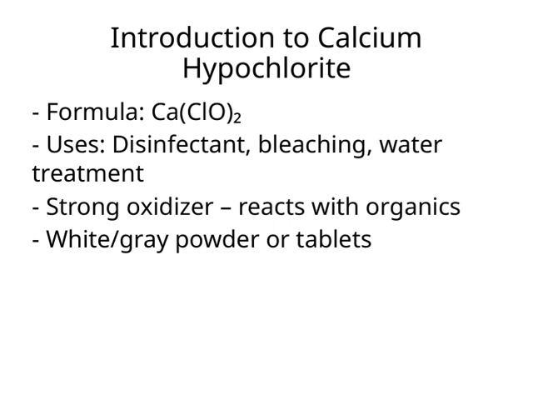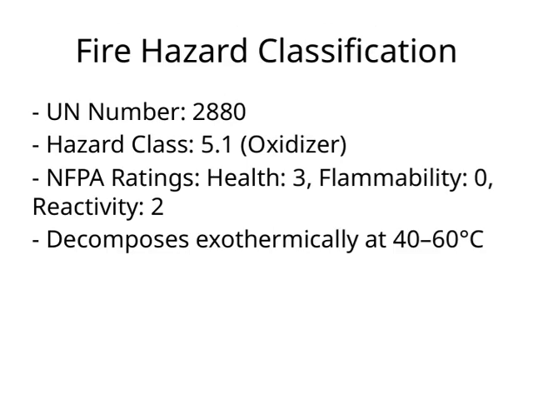You'll usually find calcium hypochlorite in the form of a white or gray powder, or sometimes as tablets. Its physical form makes it easy to handle and dose in various water treatment settings. Overall, calcium hypochlorite is an essential chemical in maintaining safe and clean water, thanks to its powerful oxidative properties and versatility in different forms. Let's take a closer look at some key safety information.